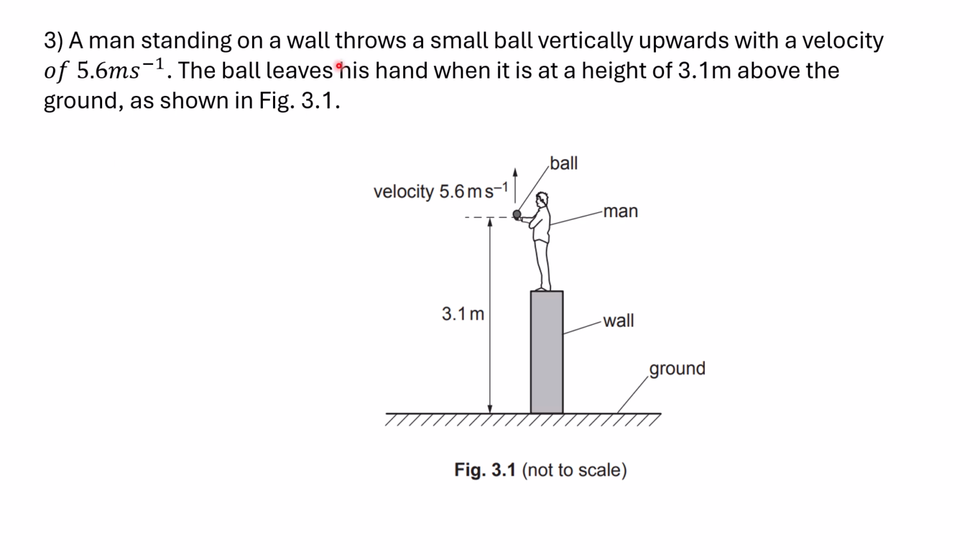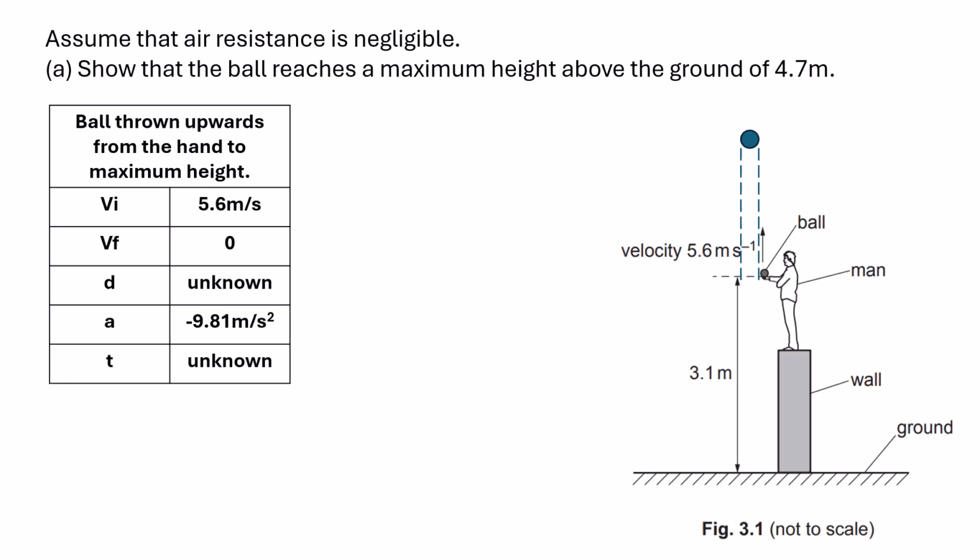Question 3. A man standing on a wall throws a small ball vertically upwards with a velocity of 5.6 meters per second. The ball leaves his hand at a height of 3.1 meters above the ground, as shown in figure 3.1. Assume the air resistance is negligible, which means we can use motion equations. Show that the ball reaches a maximum height above the ground of 4.7 meters.